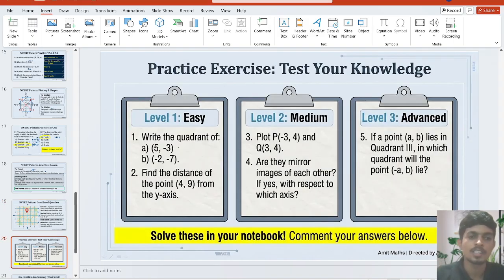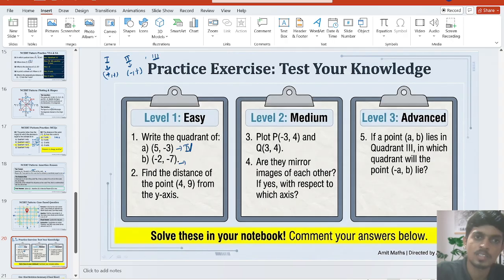Write the quadrant. This is plus, this is minus. So in which quadrant do these lie? This lies in the fourth quadrant. Okay, this is minus minus. Take the table. First quadrant means plus plus. Second quadrant means minus plus.